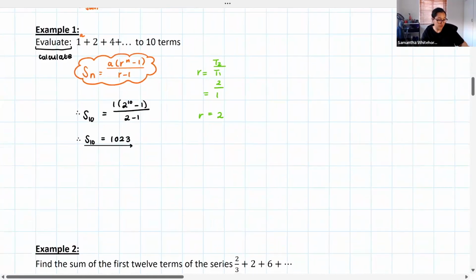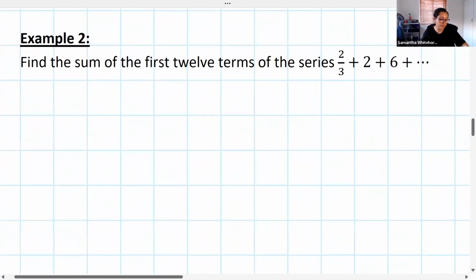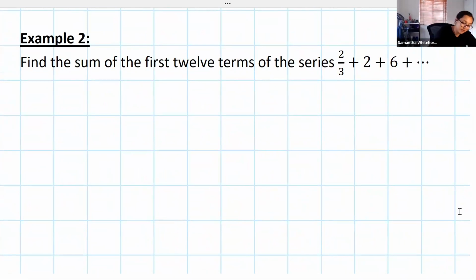All right, so I'm going to do example 2, and then I'll make it a bit smaller for you to screenshot both. Example 2 is saying find the sum of the first 12 terms of the series 2/3 plus 2 plus 6 plus blah, blah, blah. Now, this question is asked a bit differently because it's telling us we want the first 12 terms. It's not using that evaluate phrase, but it means exactly the same thing. We're doing exactly the same thing.